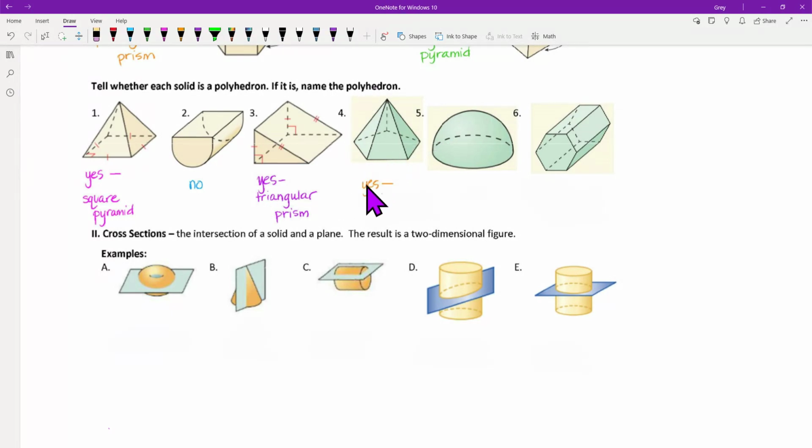All right, next, all of the faces are polygons. So yes, it is a polyhedron. The base has 1, 2, 3, 4, 5 sides, so that makes it a pentagonal pyramid. Next, no, I've got curves in there.